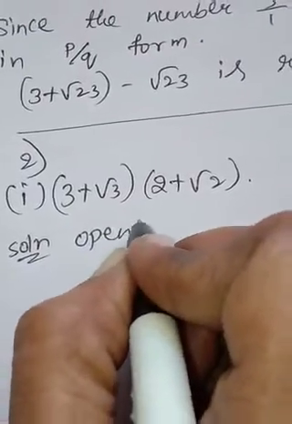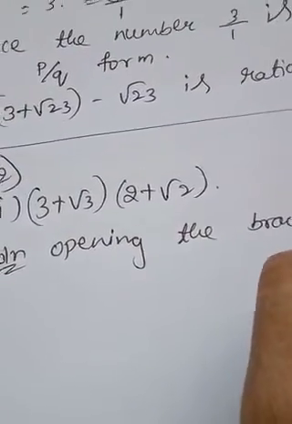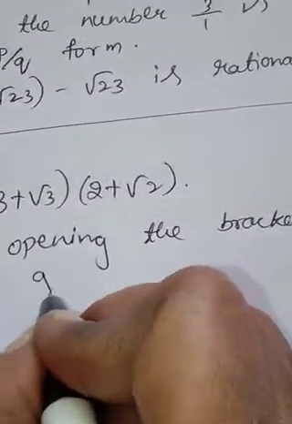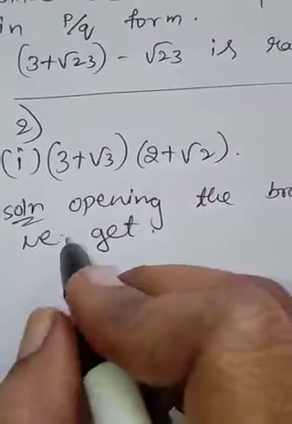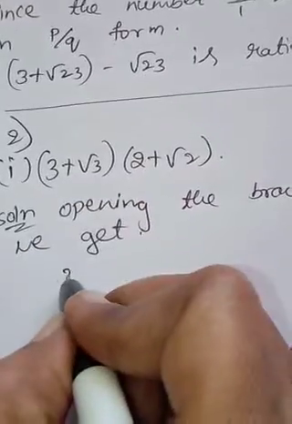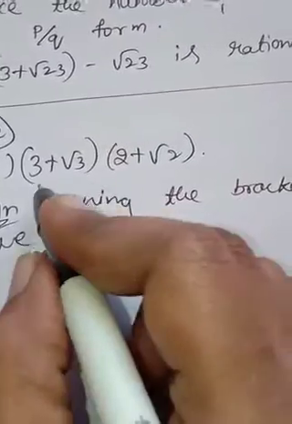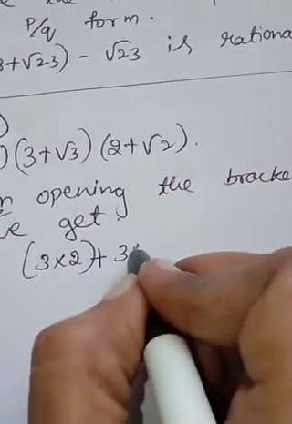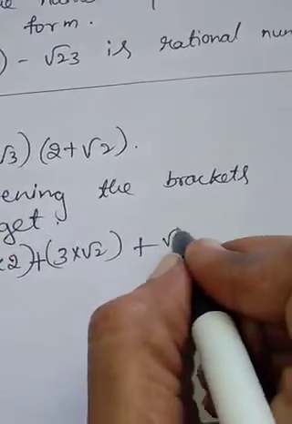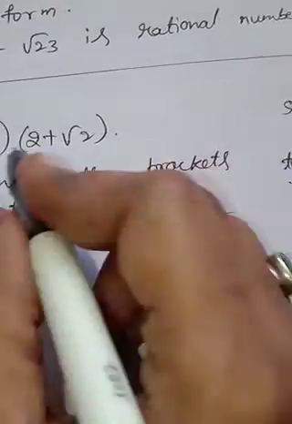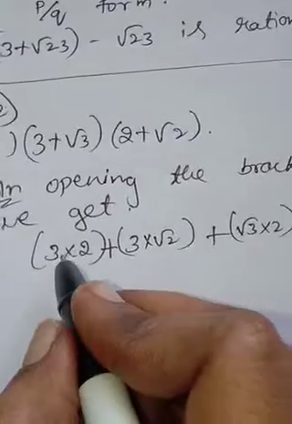Opening the brackets, we get... I am going to multiply this one. What I explained to you, the same procedure I am following. 3 into 2, plus 3 into root 2, again plus root 3 into 2, plus root 3 into root 2. Okay, now I have to multiply this one.